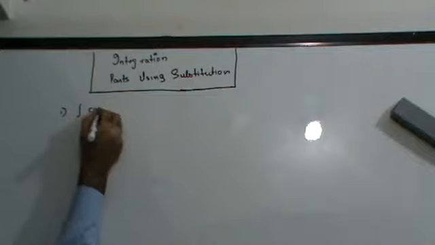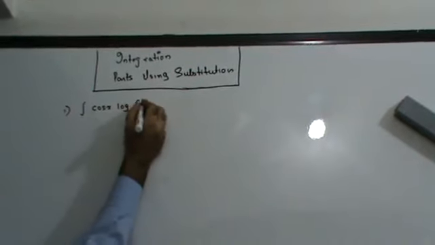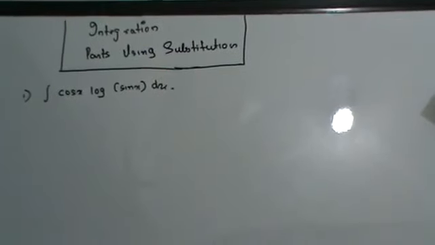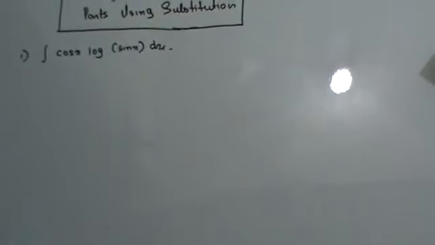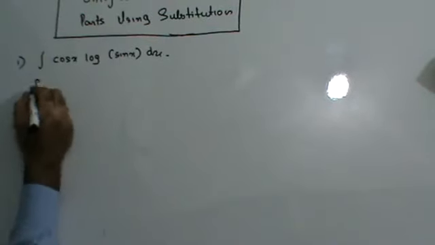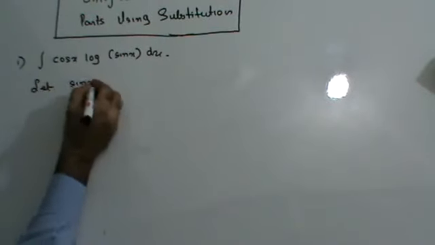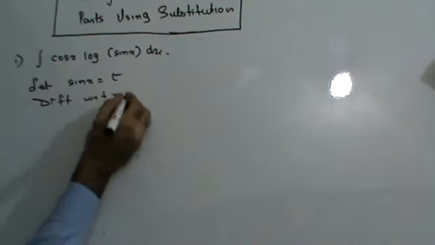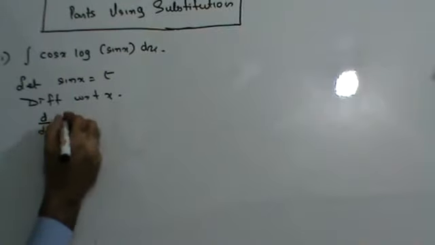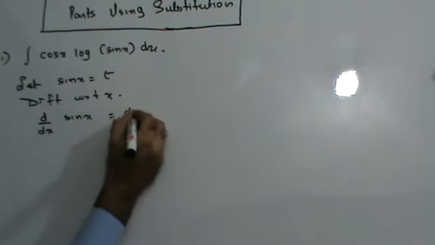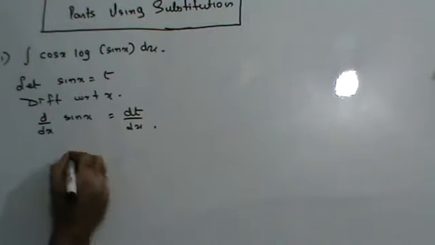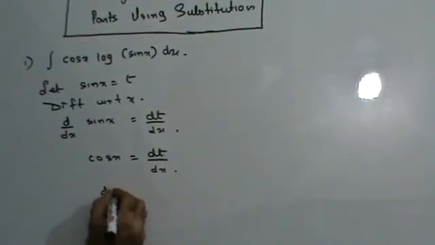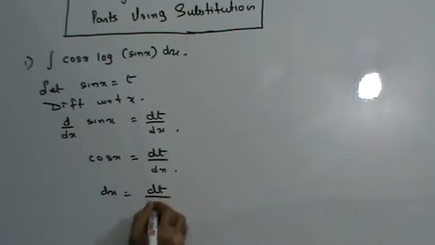Integral of cos x log mod sin x dx. As we saw in the last lecture, we don't have a formula for the log function. So you will say let sin x be equal to t. Differentiate with respect to x. So you will get d by dx of sin x is dt by dx. Therefore cos x is dt by dx. Therefore dx is dt upon cos x.